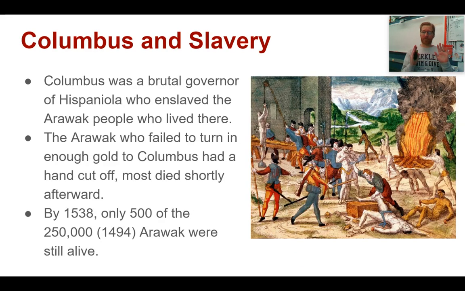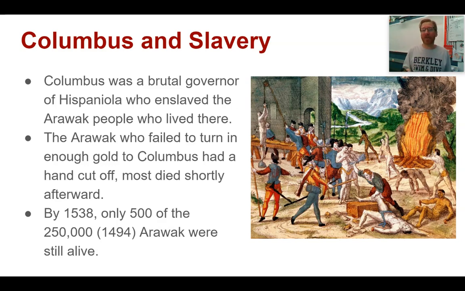All right. Background here on answer number two, which is slavery. Now, Christopher Columbus, the first governor of Spanish-held territories in the New World, was governor of Hispaniola and was an absolutely atrocious governor, basically in every way that you could consider this, but particularly because of how he treated the native people of Hispaniola, the Arawaks. The Arawaks were forced into a system where they had to pay gold to Columbus on a regular basis.